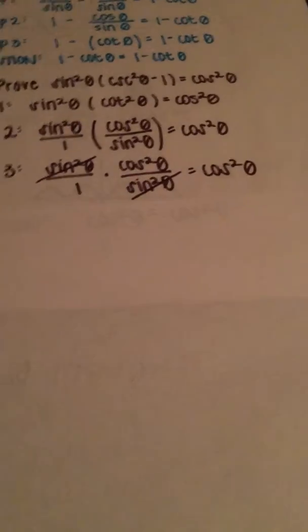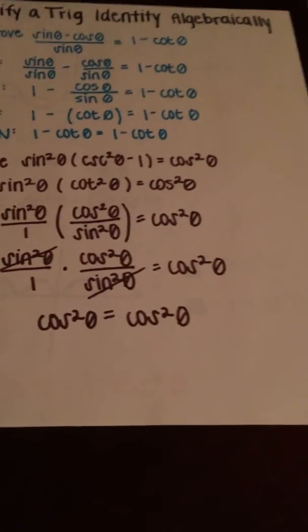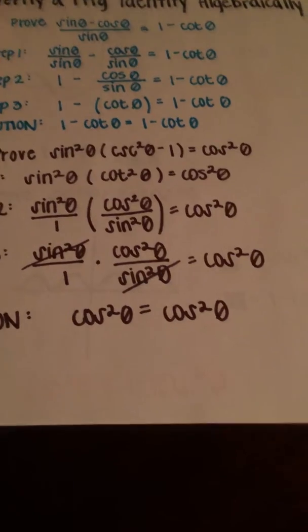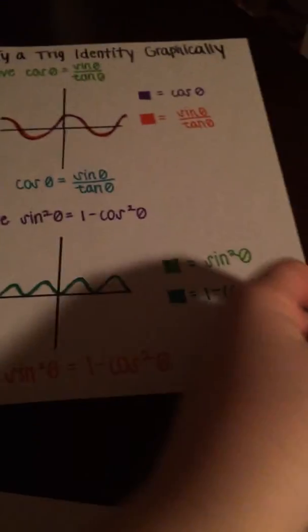Step 3. Sine squared theta divided by 1 times cosine squared theta divided by sine squared theta equals cosine squared theta. We're going to set them up like fractions, and we're going to simplify the sine squared theta. Solution. Cosine squared theta equals cosine squared theta. This is a trig identity. This is how we have solved or verified trig identities algebraically. Now we are going to move to verifying a trig identity graphically.